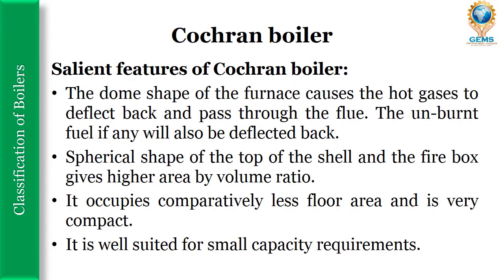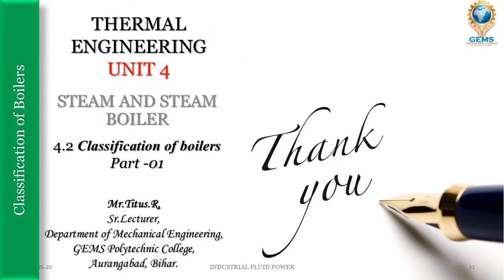Let's see the salient features of the Cochran boiler. The dome shape of the furnace causes the hot gases to deflect back and pass through the flue. So the unburnt fuel, if any, will also be deflected back. The spherical shape of the top of the shell and the firebox gives a higher area to volume ratio. So it occupies comparatively less floor area and is very compact, this Cochran boiler. So the Cochran boiler is well suited for small capacity requirements.